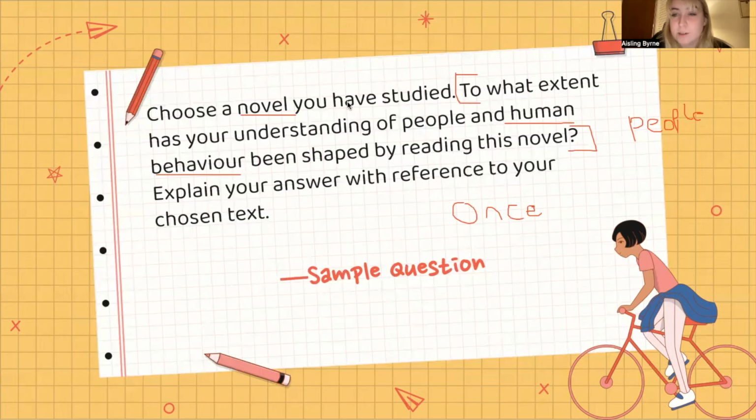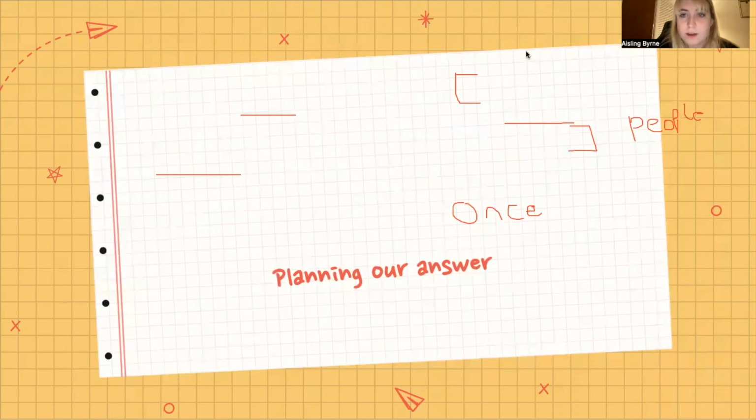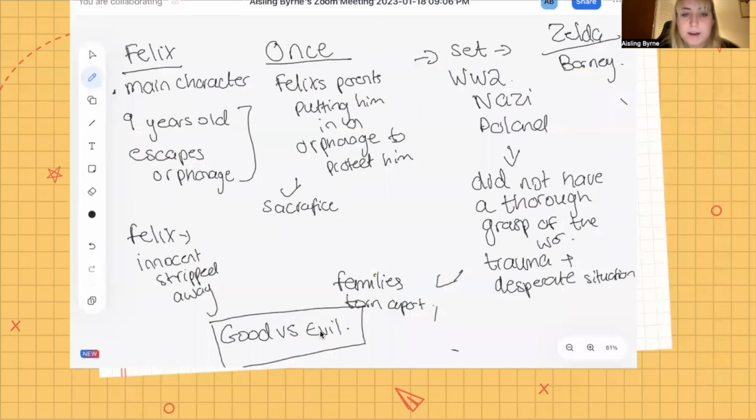How do we understand it? How is our understanding formed? Like, how do we understand how humans deal in situations? So one second, just let me move on to the next page. So now we're going to clear all drawings. We're going to look at planning our answer.